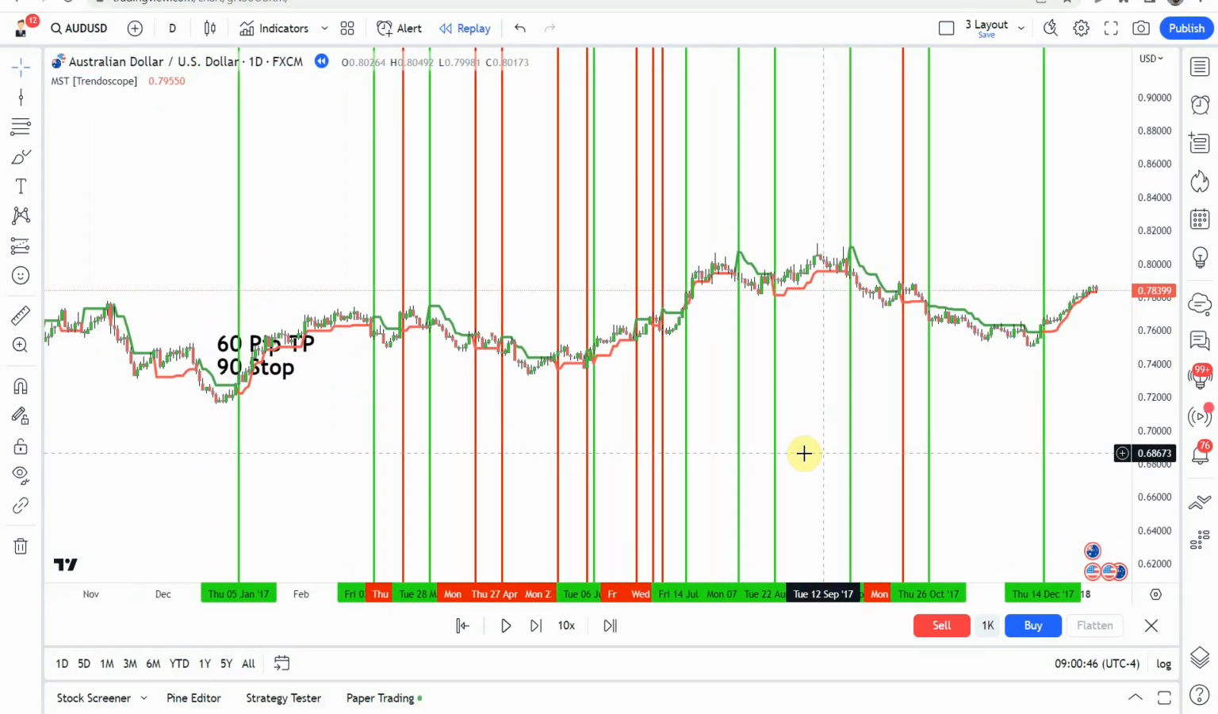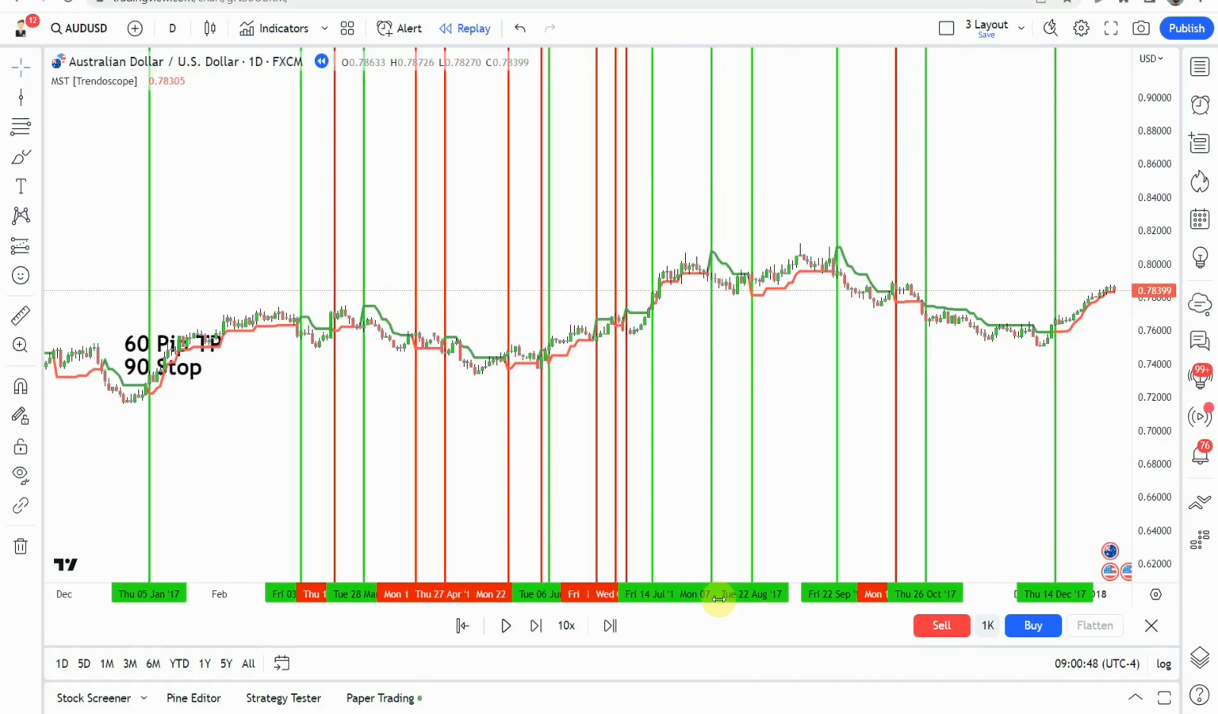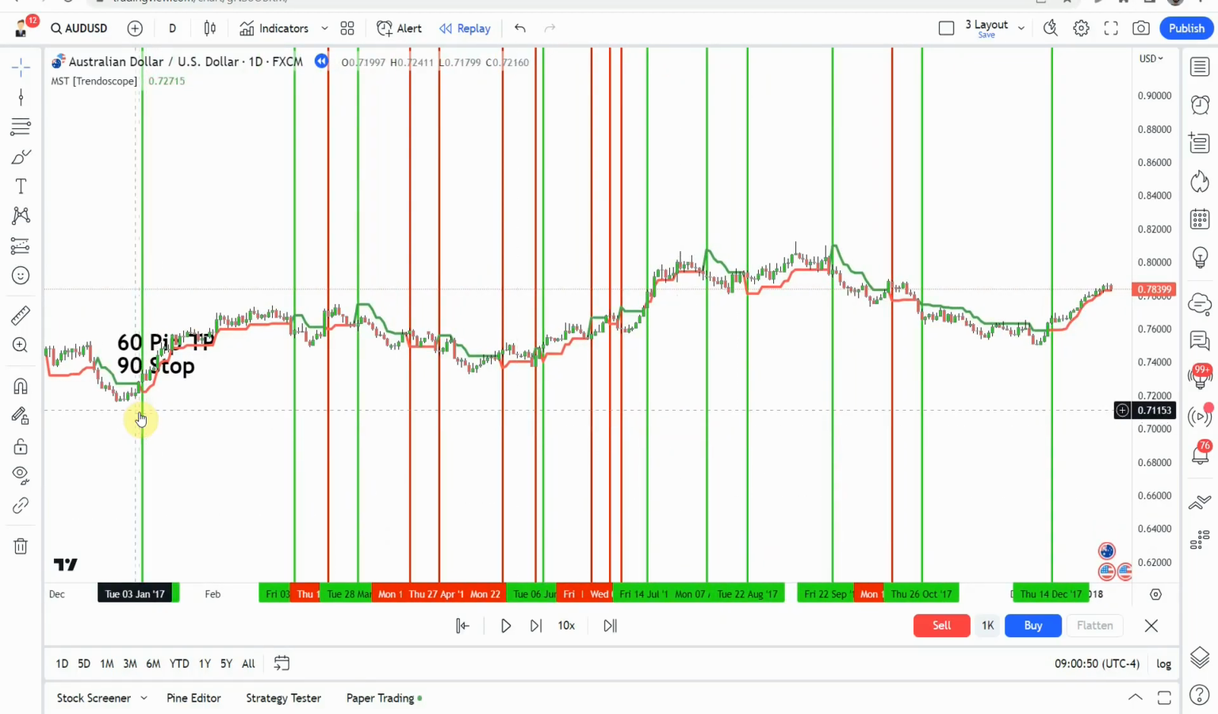All right, so let's go ahead and take a look at our indicator here. Just scroll back a little bit there. All right, let's go ahead and count it out and see what we have. So 1, 2, 3, 4, 5, 6, 7, 8, 9, 10, 11, 12, 13, 14, 15, 16, 17, 18, and 19. So we have 19 trades all together, and we have 1, 2, 3, 4, 5, 6, 7, 8, 9, and 10.